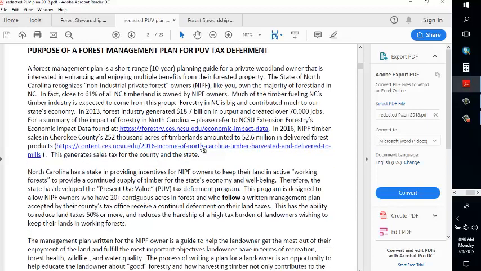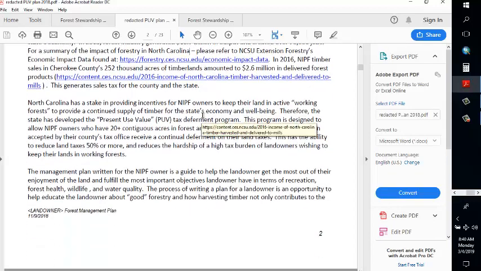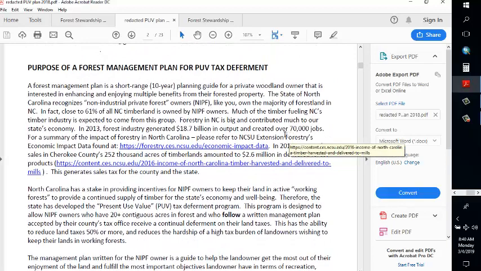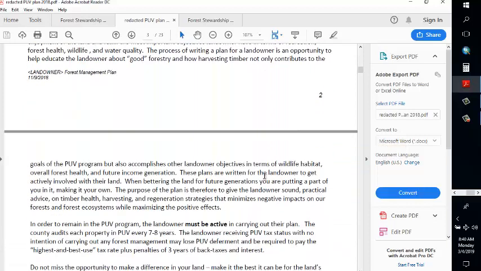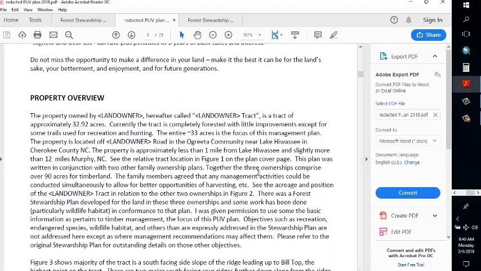Here's my little blip in the front that I put in front of every PUV plan. It's basically, I shouldn't say a warning, but it's why this present use value tax deferment is actually in place, what the reasoning behind it is, and what is expected of a landowner when they get into that plan. It must be active. This is just my little soapbox. I'm not requiring you to put that in yours because I don't know if yours is a present use value plan or not.